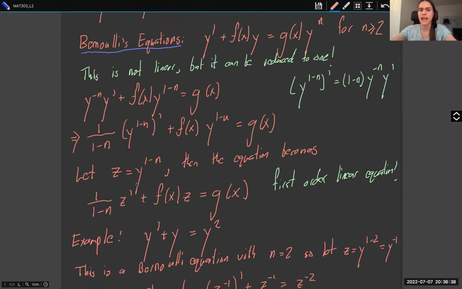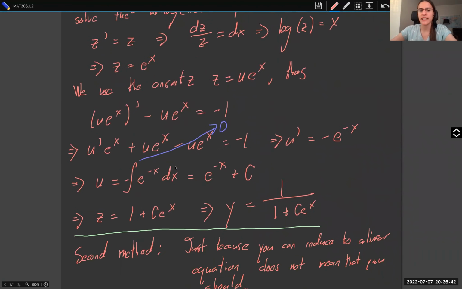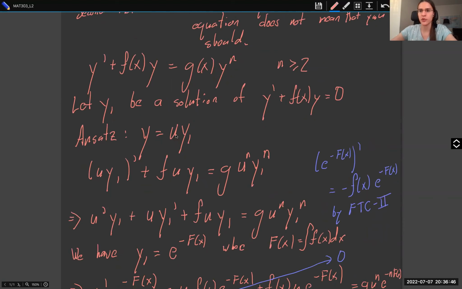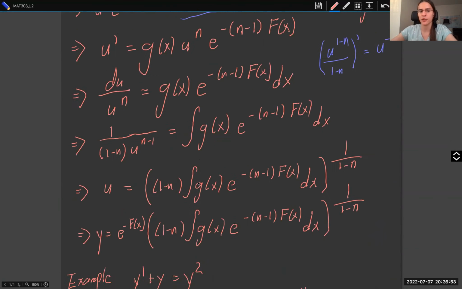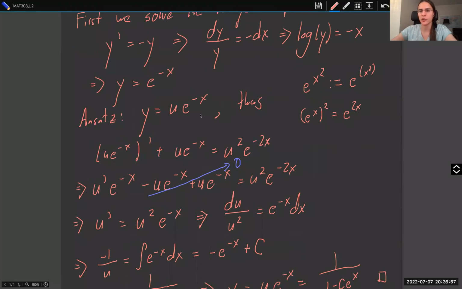But this method is actually too long. You shouldn't reduce it to a linear equation. What you should do instead is use an ansatz. You should solve the homogeneous equation, and then use the same ansatz as before of changing the constant to a u, and that solves the problem in general. And then I gave an example of solving what we had before using this. And then we saw that we got the same answer and that the solution was shorter.